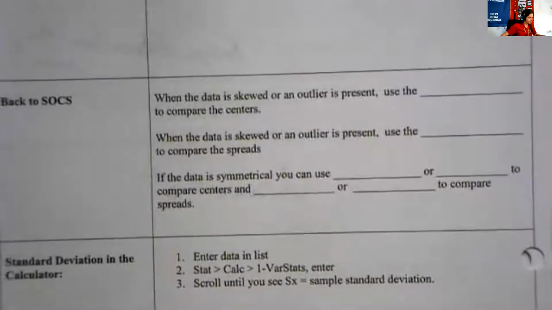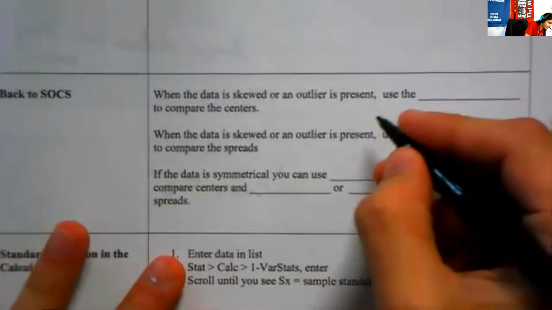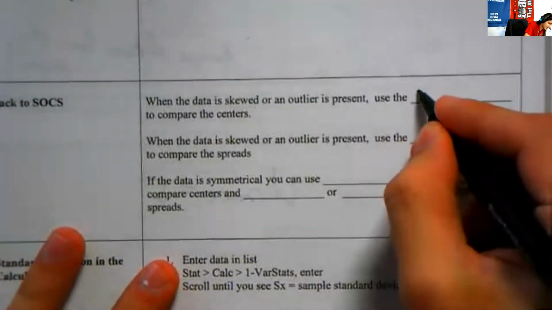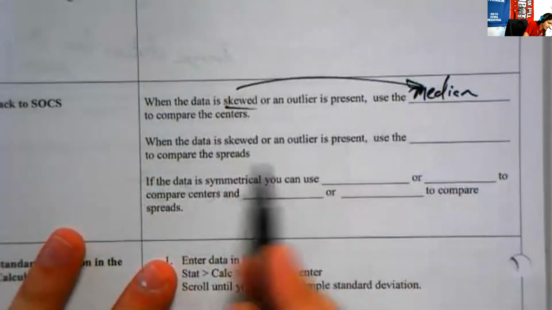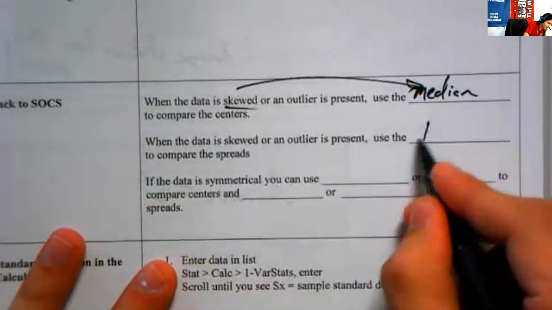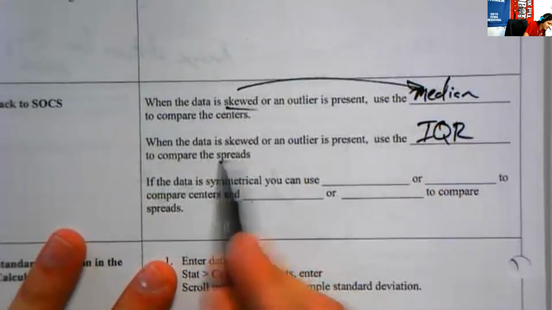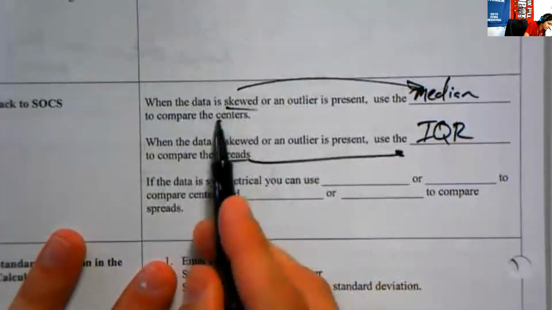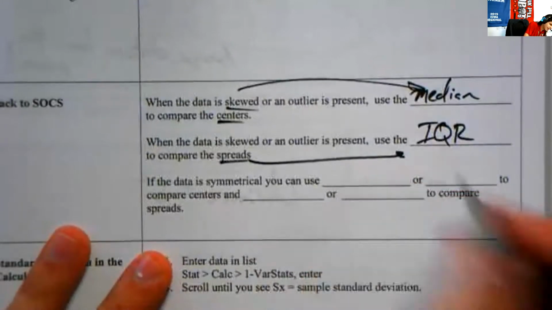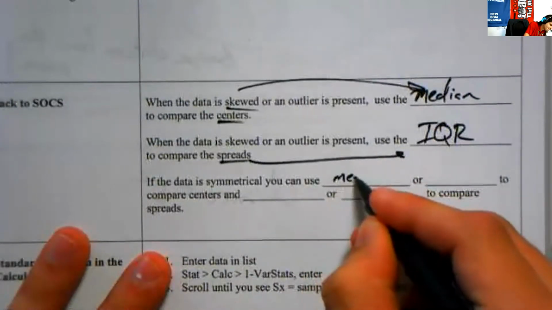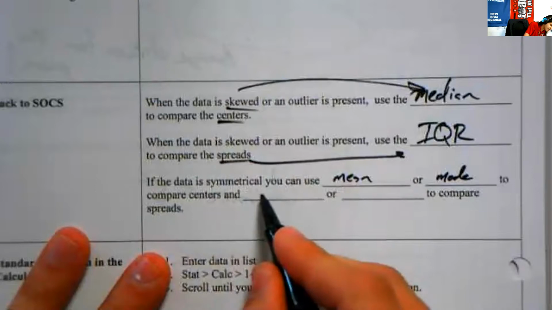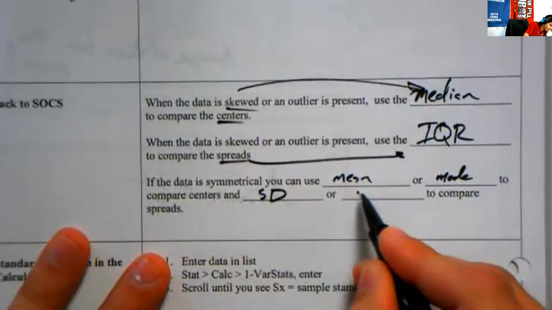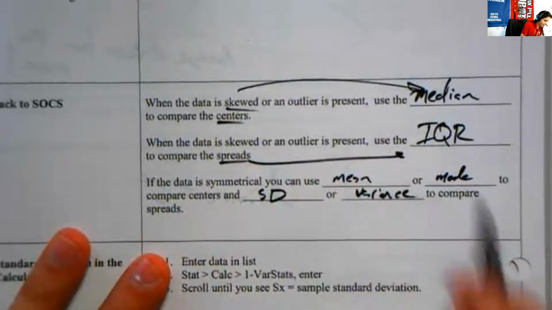All right, so back to SOX. When the data is skewed or an outlier is present, use the median to compare centers. If the data is skewed or an outlier is present, we're going to use the IQR to compare the spreads. If the data is symmetrical, you can use the mean or the mode to compare centers, and you can use the standard deviation or variance to compare spreads.